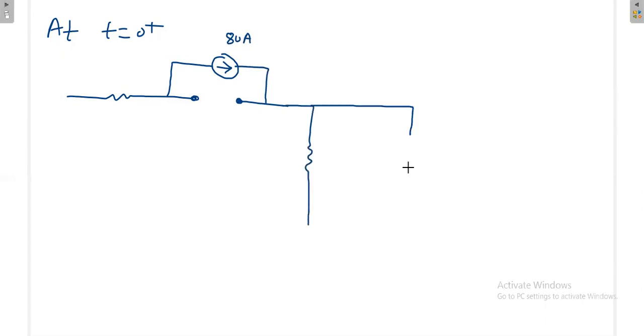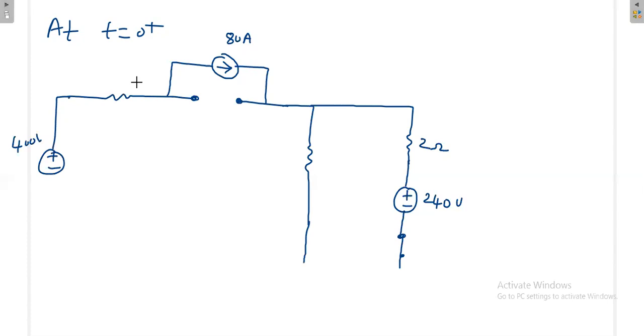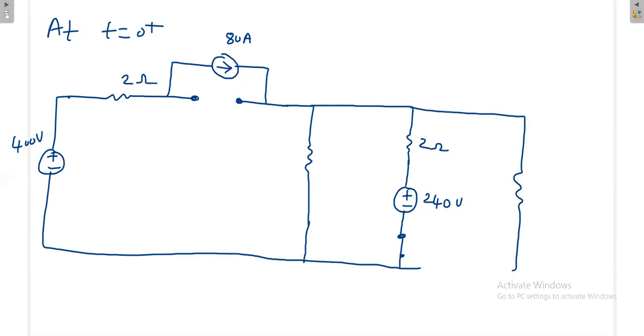2 ohm. Again, the capacitor has to be replaced with this equivalent. It will have 240 volt, and the capacitor will act as a short circuit at the time of switching. That short we are also putting there, and the rest of the elements will be there as it is. This is 400 volt, this is 2 ohm. Again you connect everything. This is 3 ohm, this is 3 ohm, this is 6 ohm.